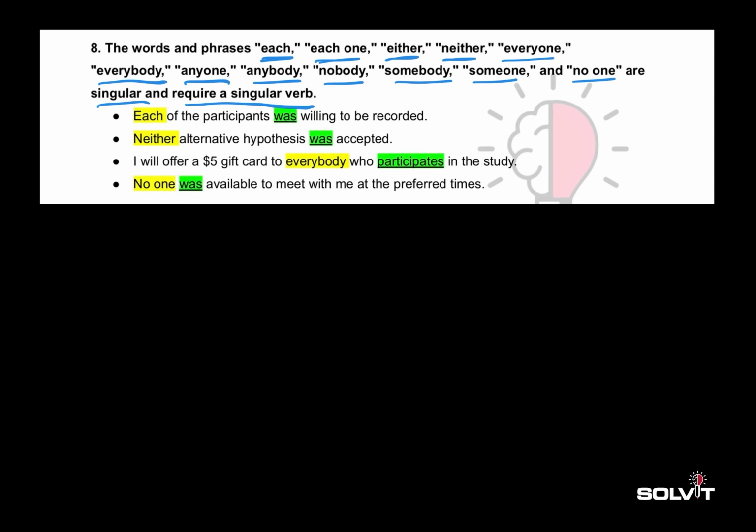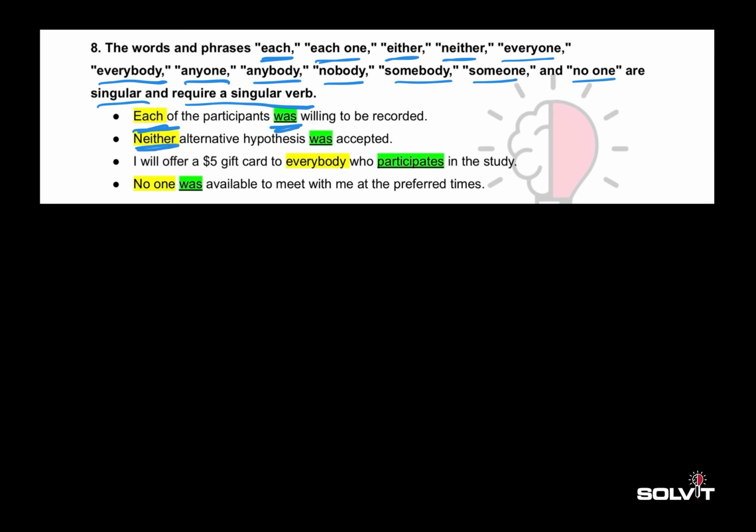Okay, let's read some examples. The first one is each of the participants was willing to be recorded. So each is singular, and so our verb will be was, which is singular. It will not be were. Were is plural, that would be wrong. So we're going to use the word was. The second sentence is neither alternative hypothesis was accepted.